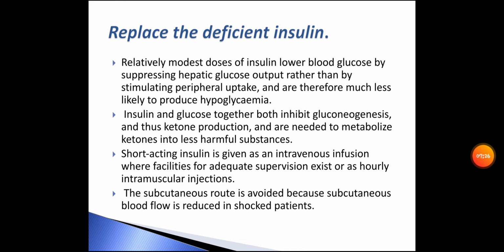Relatively modest doses of insulin lower blood glucose by suppressing hepatic glucose output rather than by stimulating peripheral uptake, and are therefore much less likely to produce hypoglycemia. Insulin and glucose together both inhibit gluconeogenesis and thus ketone production, and are needed to metabolize ketones into less harmful substances. Short-acting insulin is given as an IV infusion where facilities for adequate supervision exist, or as intramuscular injections. The subcutaneous route is avoided because subcutaneous blood flow is reduced in shocked patients.